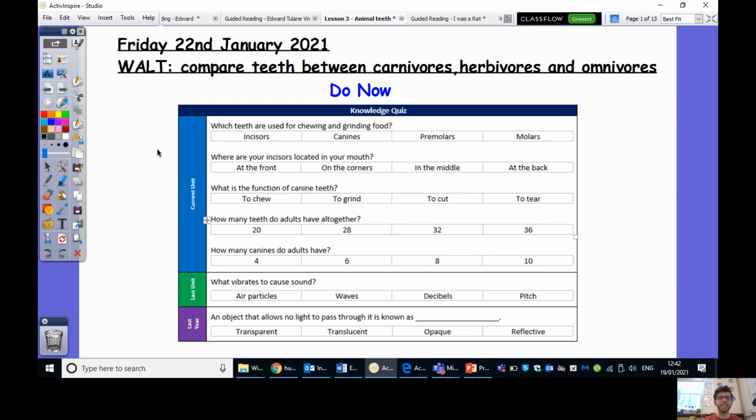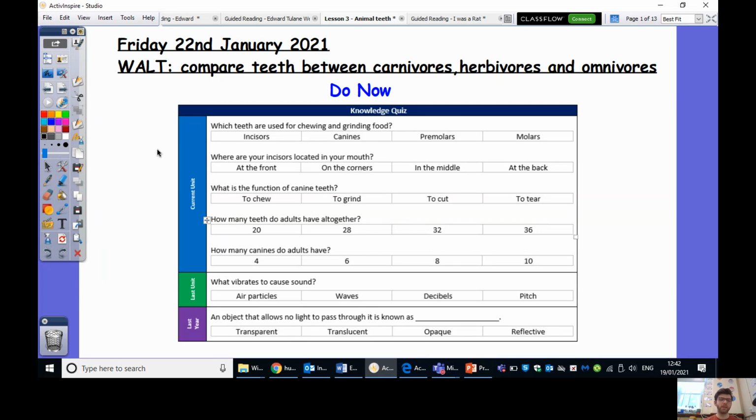Number 4, how many teeth do adults have altogether? Do they have 20, 28, 32, or 36? How many canines do adults have? Do they have 4, 6, 8, or 10? And going back to last unit, which was on sound, what vibrates to cause sound? Air particles, waves, decibels, or pitch.